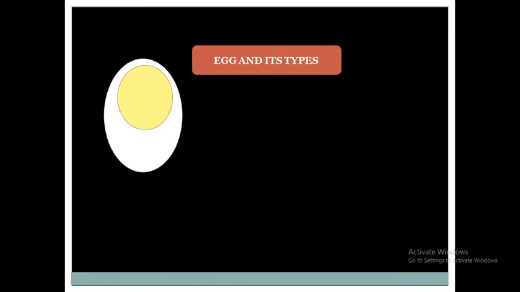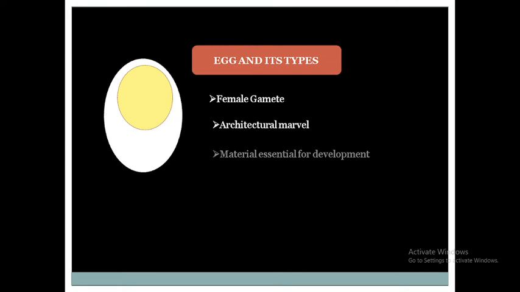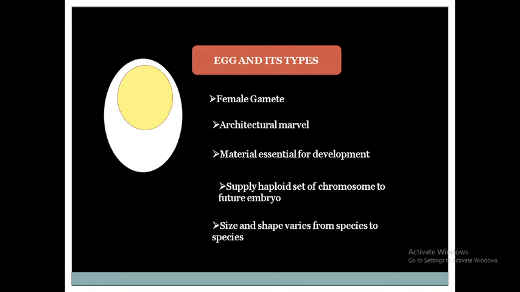Let us first discuss that the main function of an egg is to act as a female gamete. It carries the genetic material which is required for fertilization, and which is also required for the development of an organism. So it is also referred to as an architectural marvel of life. It supplies the haploid set to the future embryo, and its shape varies from organism to organism.